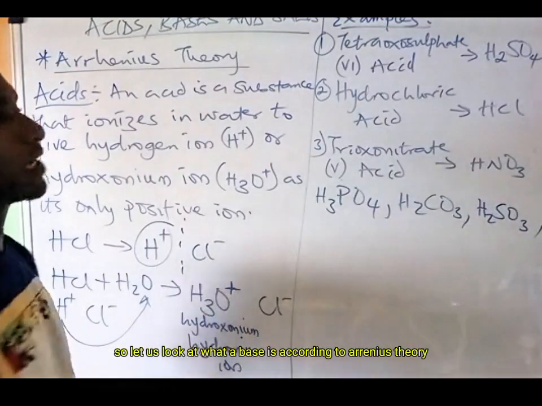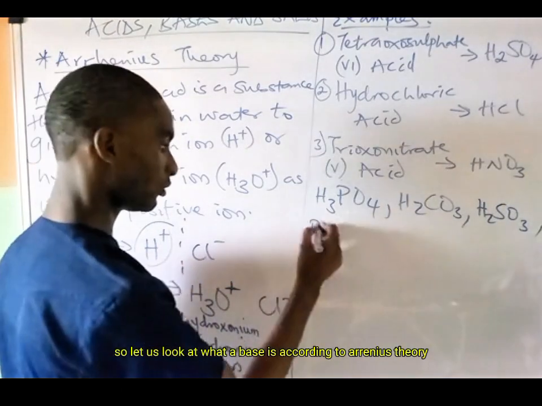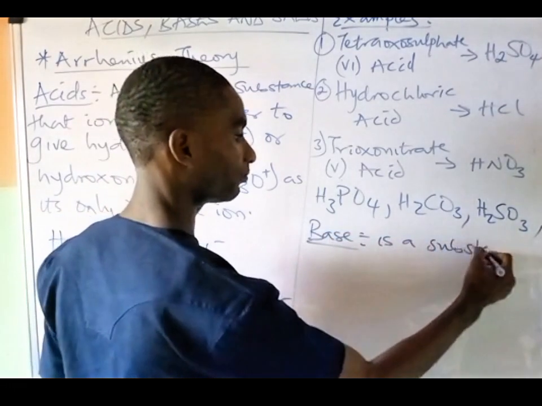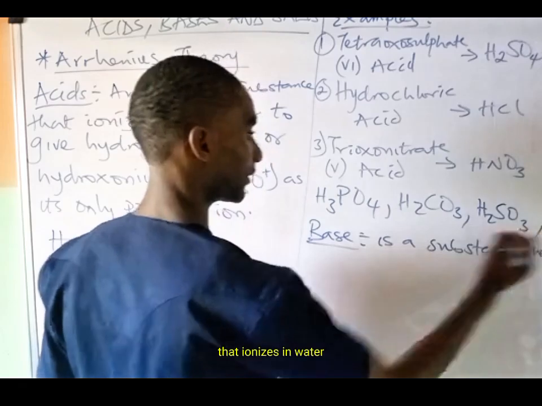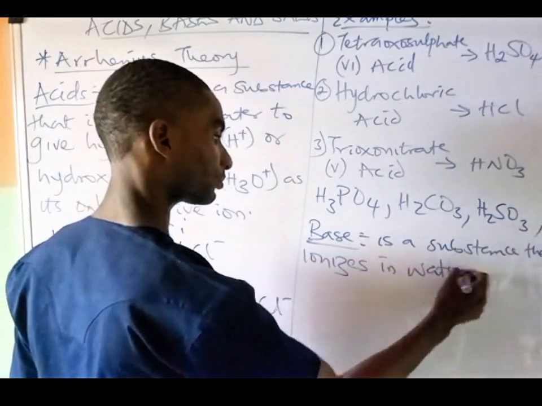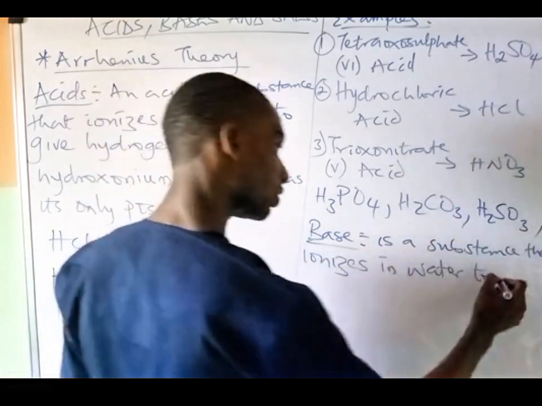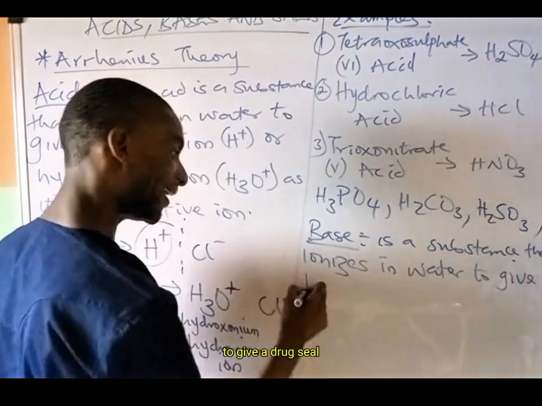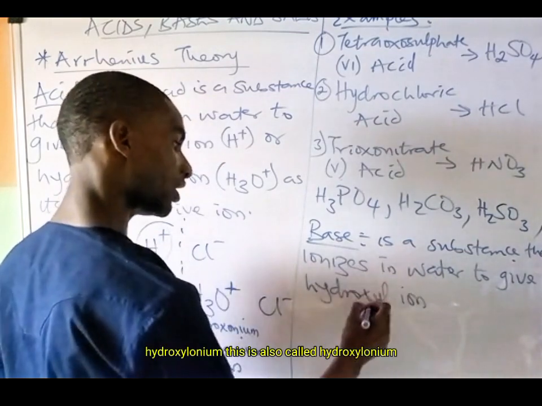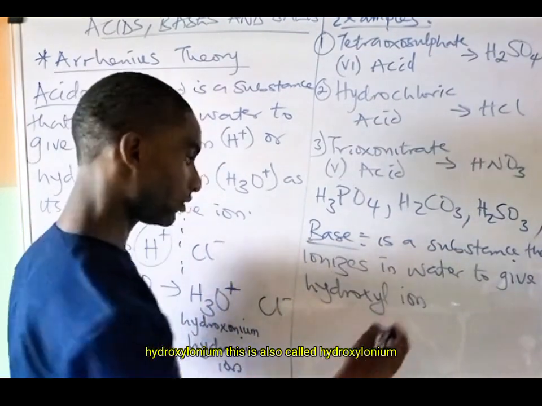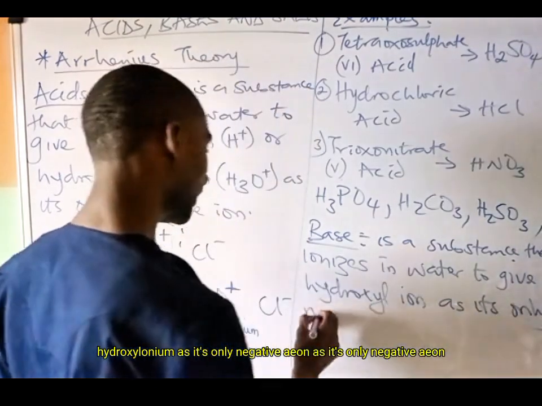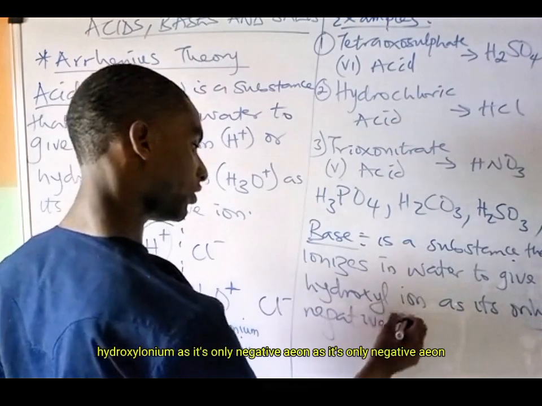So let us look at what a base is according to Arrhenius theory. A base is a substance that ionizes in water to give hydroxyl ion, this is also called hydroxide ion, as its only negative ion.